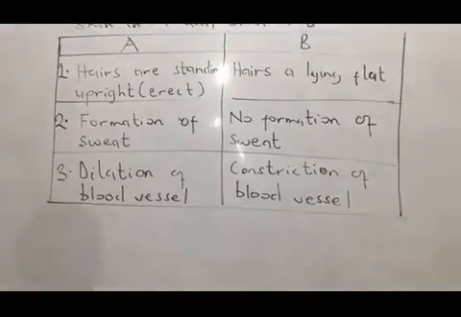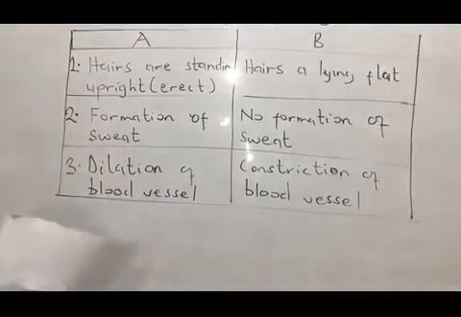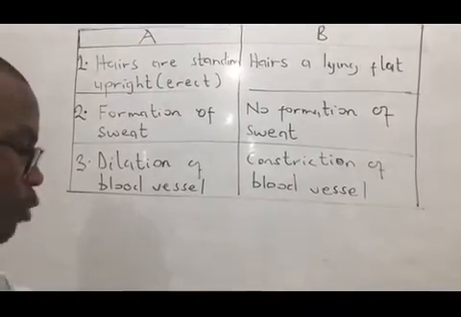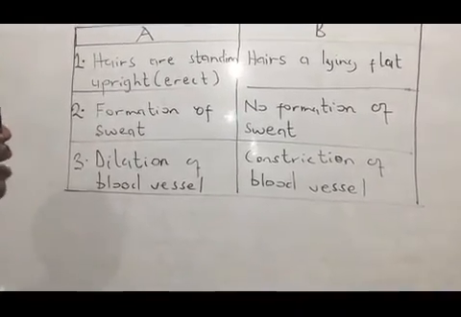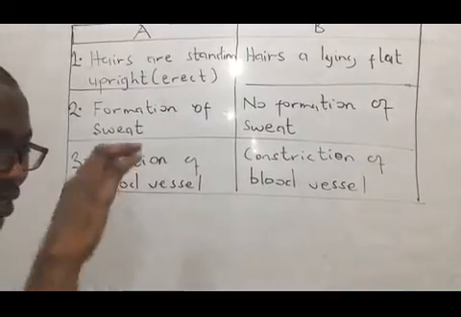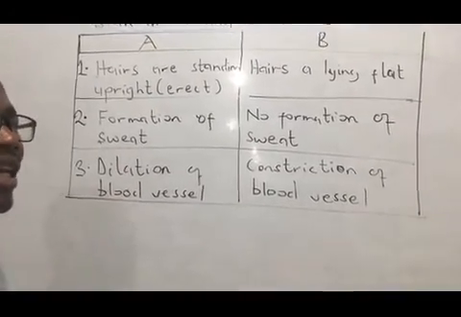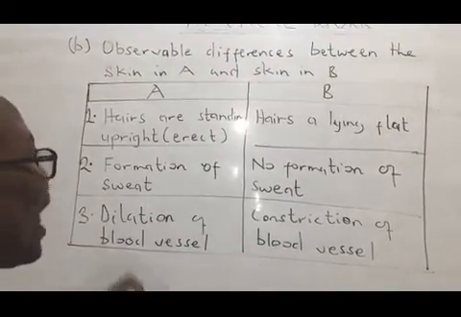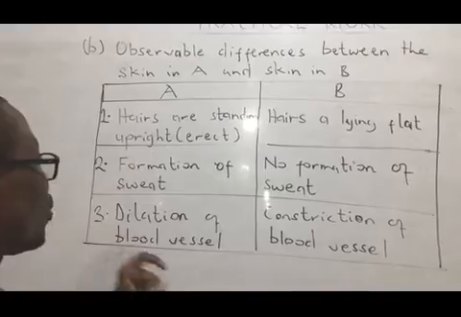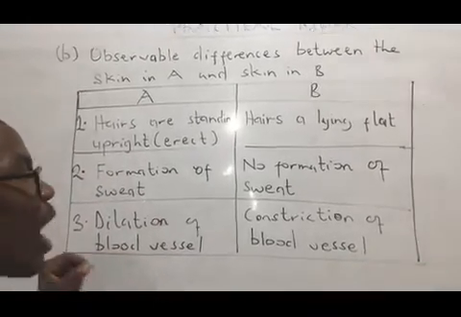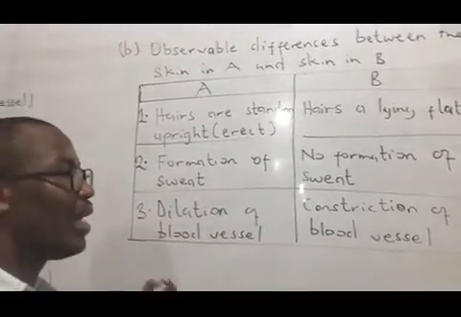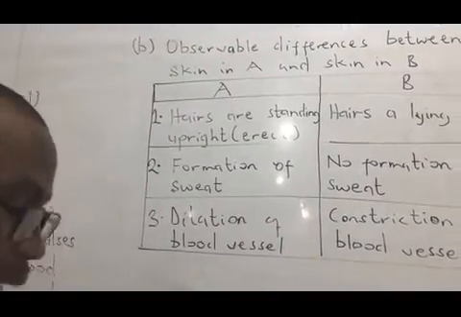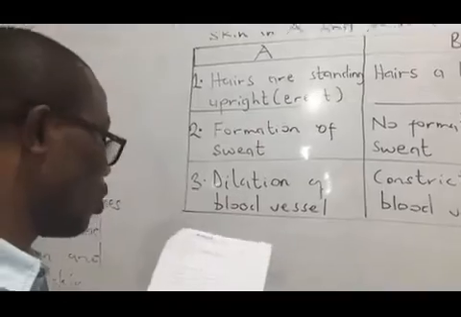The reason why the hair stands upright or erect in cold weather is that it allows air to be trapped around the pores so that it will insulate the body against heat losses. So that is why in cold weather the hair stands erect, so that a layer of air will be trapped around the hair and then insulate the body against heat loss. So in this diagram, that's the source of error.